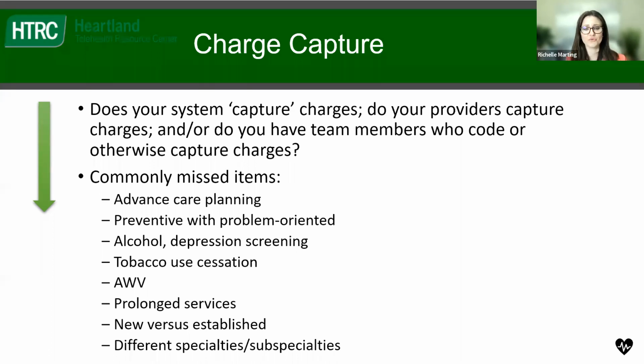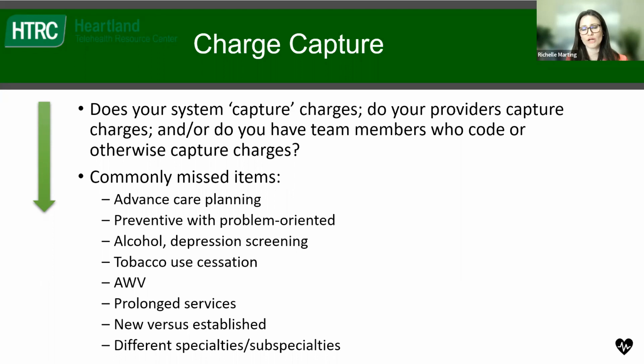I want to look at these last two, new versus established patients. There are some changes in the CPT book and Medicare guidelines for this year, but I think this is really important to think about in your practices: how you can evaluate provider specialties to accurately optimize when a patient is considered a new patient versus an established patient.